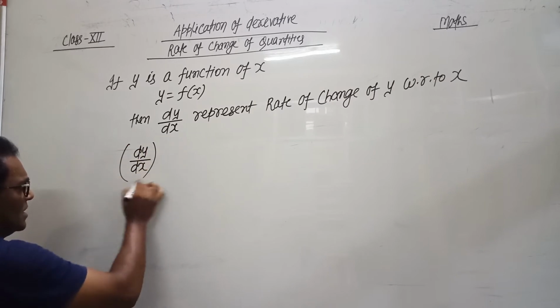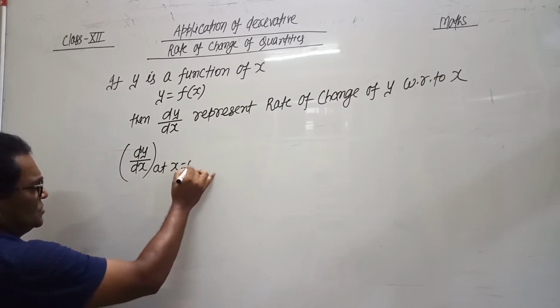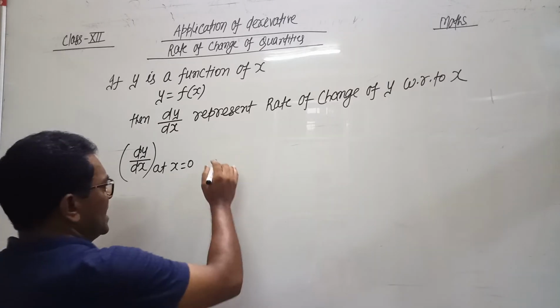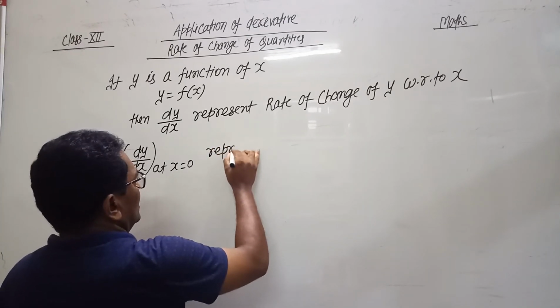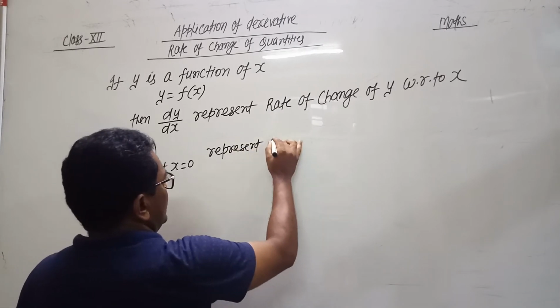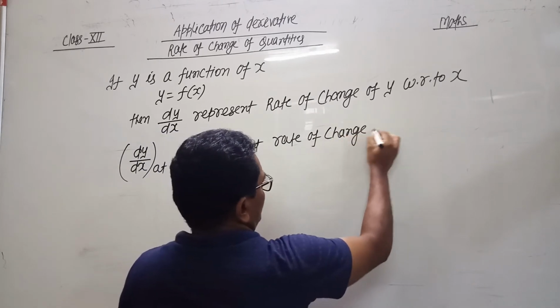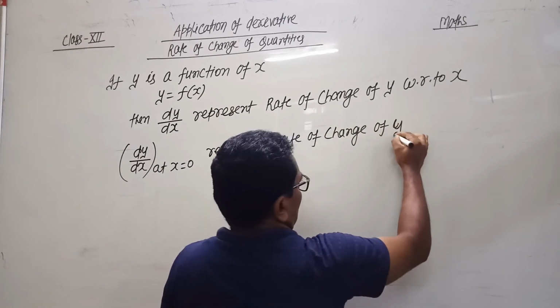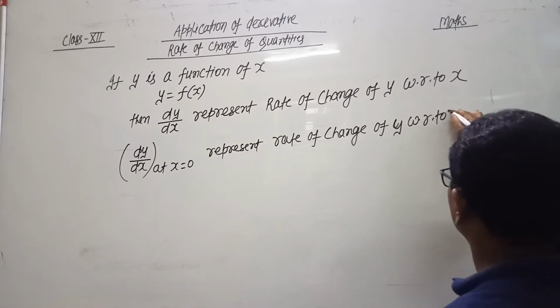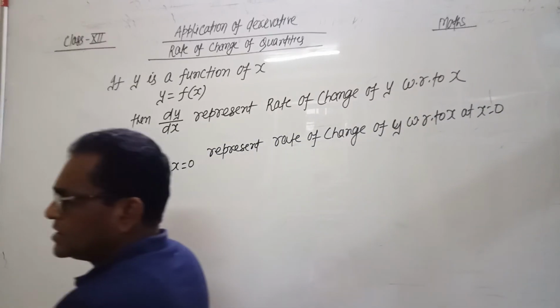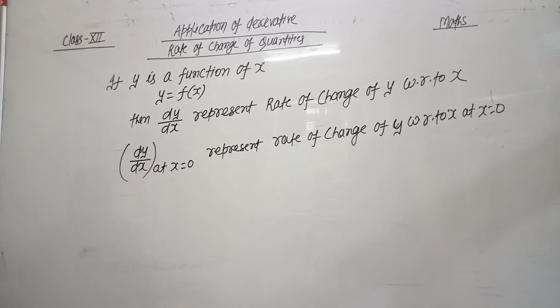Suppose there is any point on the curve at x equals to 0. So dy by dx at x equals to 0 represents rate of change of y with respect to x at x equals to 0, where x equals to 0 is any point on the curve.